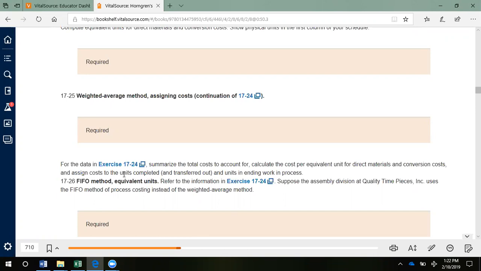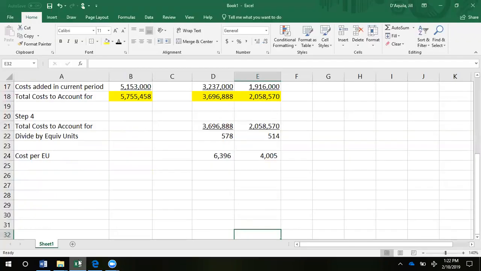Assign costs to the units completed, which were also transferred out. And when they say transferred out, we're moving from work in process to finished goods. We also have units sitting in ending inventory. So that will be our next step. Step 5.